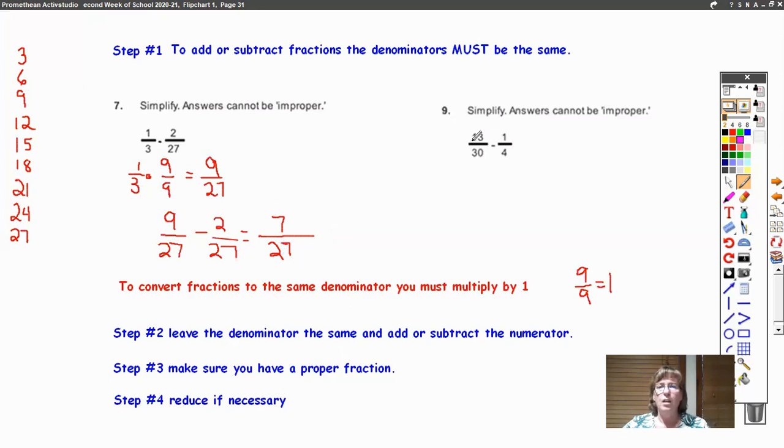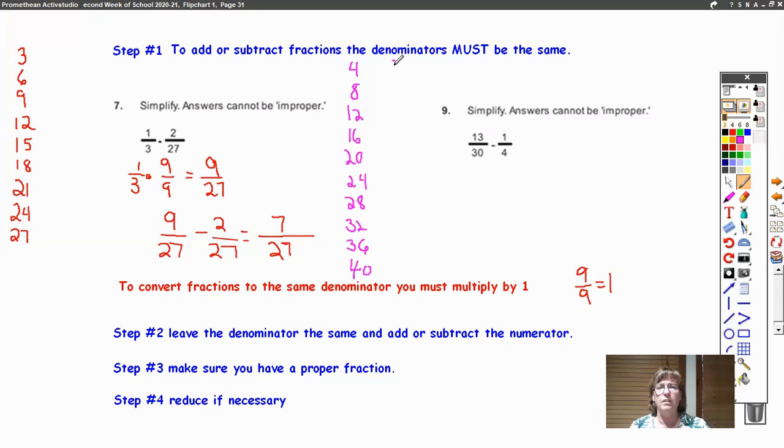Let's try another one. So this one says simplify, the answer cannot be improper. So again, let's go ahead and see what we can do. So I'm going to start with my 4s, and I'm going to do a series of 4s. Okay, so I'm going to do 4, and then 4 more is 8. And 4 more is 12. If you don't know your 4s, you need to put them in the front of the book. So 20. So right now I still have nothing in common here, right?